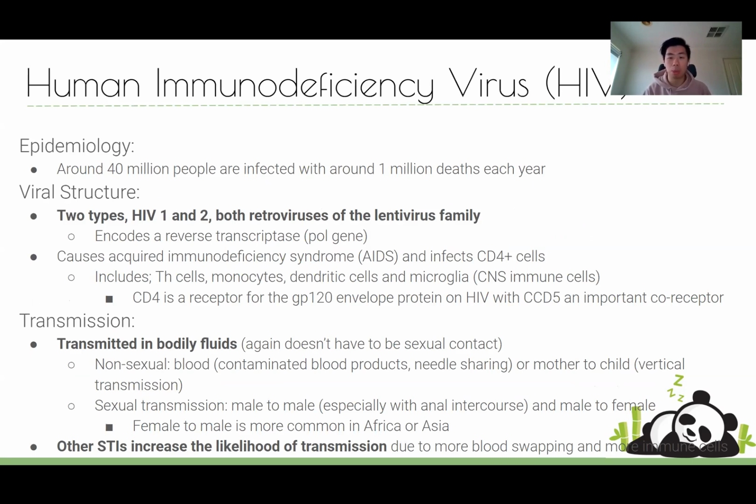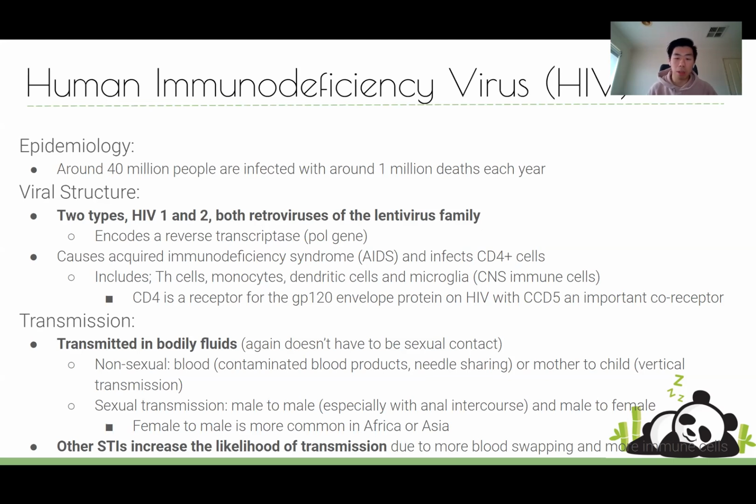Importantly, it has a reverse transcriptase, which is what makes it a retrovirus, basically. It causes AIDS, as you'd expect, and it does this through infecting CD4 plus cells, but over a long period of time. So there's a list of cells which it includes, but basically a lot of your immune system is affected. Importantly, the CD4 cells is what it binds through. So GP120 envelope protein is a protein on HIV, which binds to CD4 with CCR5 as a co-receptor to allow it to come in. There's another one, but that's not as important for you guys. It's like CXCR4 or something.